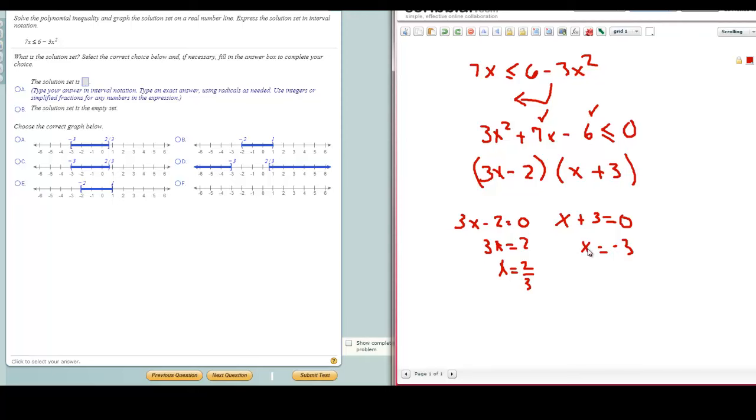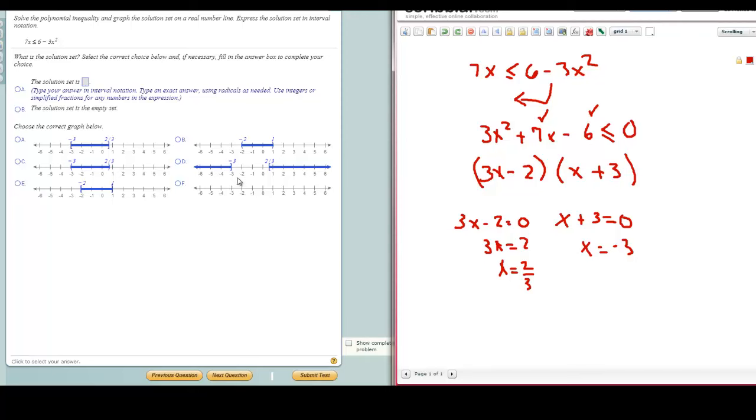So the question is, is it going to be shaded going outside, going inside? So let's take a look here. Well, first off, it says less than or equal to. So if you take a look, we can start eliminating some things. First off, we can eliminate B and F since it's blank, and also E since it's negative 2 and 1. So it's got to be A, C, or D.